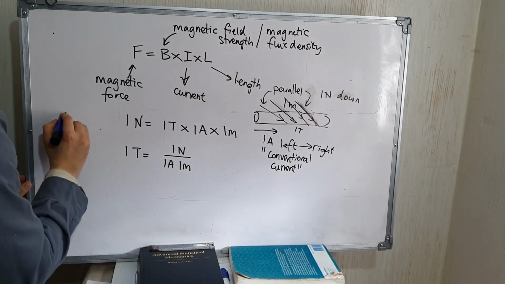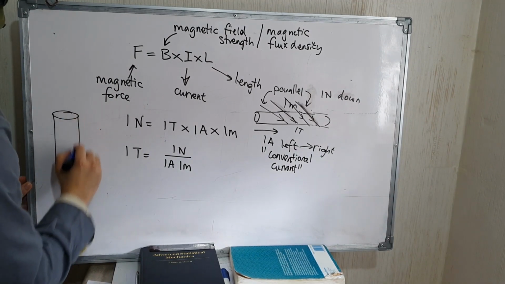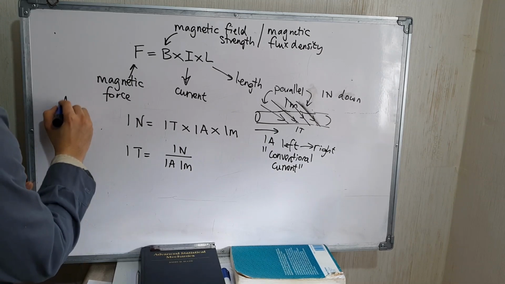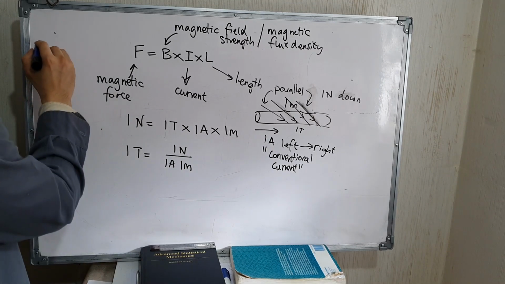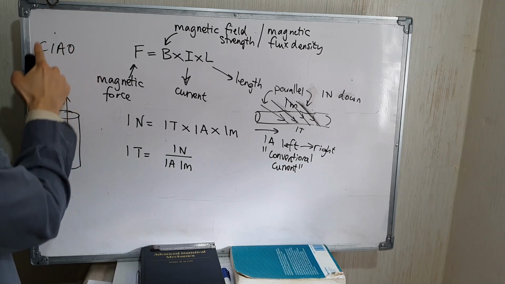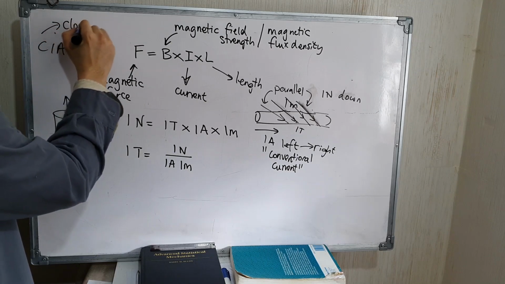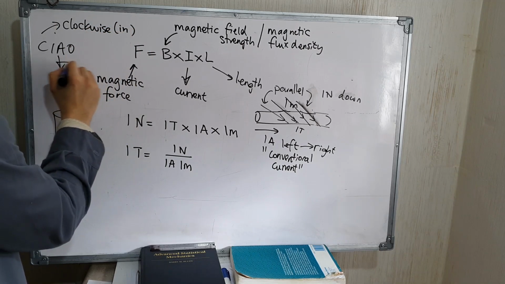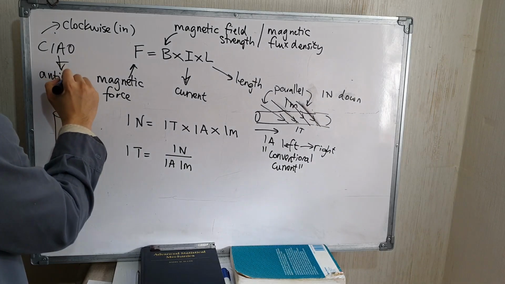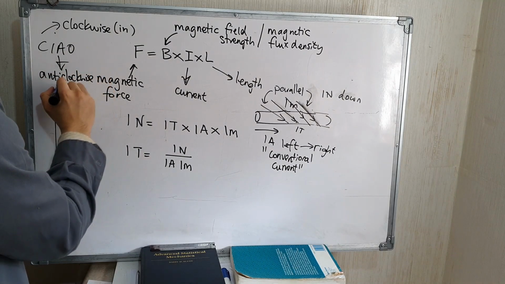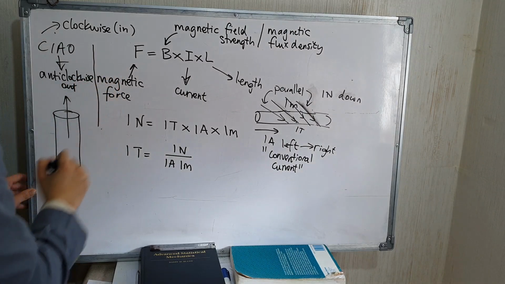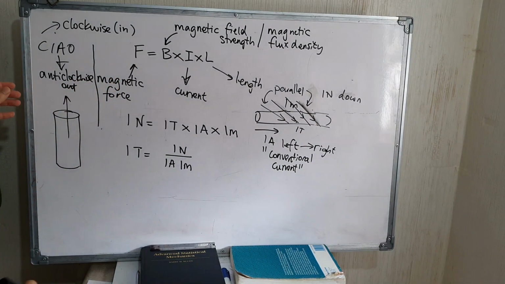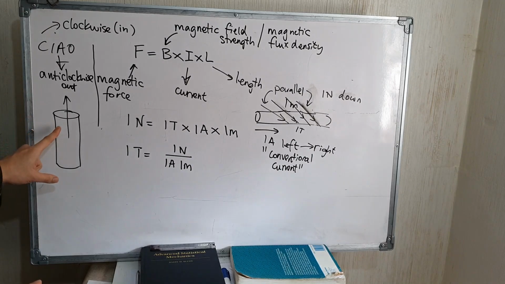All right, so if we have a current, so this is a wire, and supposing the current is coming out. Now the way I remember it is CIAO. So C means clockwise if it's going in, and anti-clockwise if it's coming out. What I mean is that if the current is going in, the field lines would look clockwise.